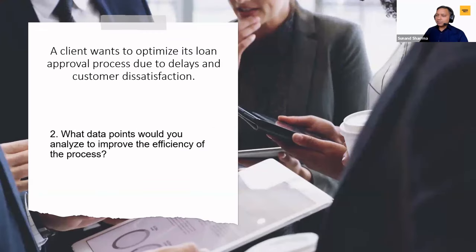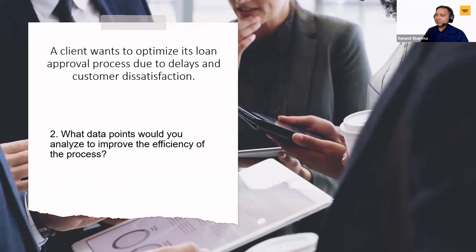Now, the follow-up question is, what data points would you analyze to improve the efficiency of the process? Now, to improve the efficiency of the loan approval process, I would analyze several key data points. The very first one is the turnaround time, so the time taken to move an application from one stage to the next. This will help us in identifying stages where applications are getting delayed.